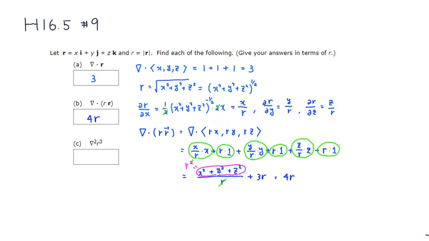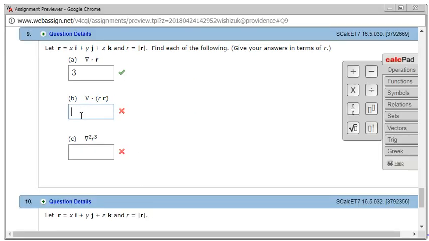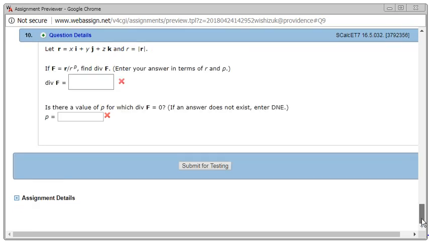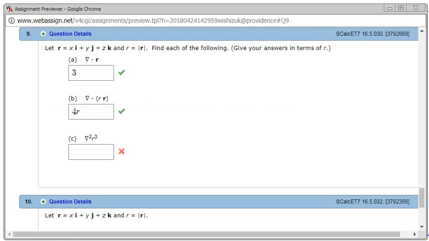Let's type it in. The answer is 4r. Let's check the answer. Submit for testing. It came back and looks like we got part B correctly. Let's do part C.